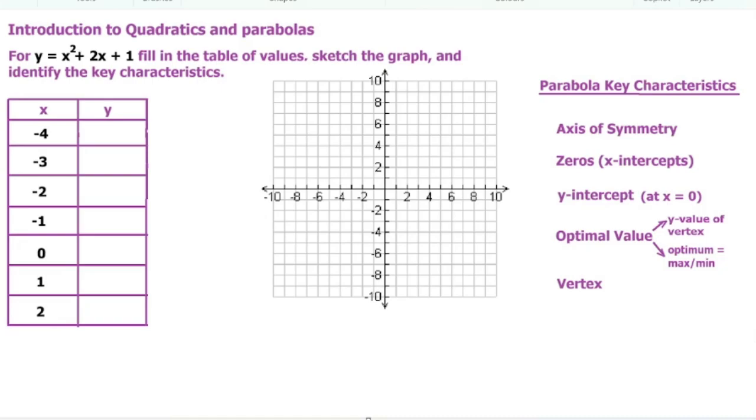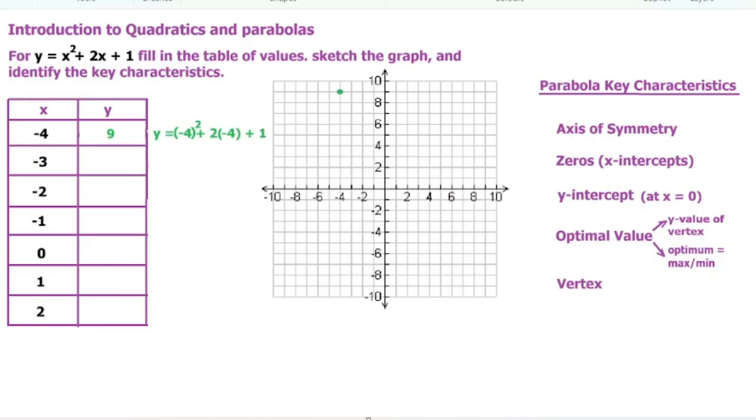In this video, I'm going to teach you everything you need to know about parabolas or quadratics. So this is an introduction to quadratics and parabolas. We have a problem here that says for y equals x squared plus 2x plus 1, fill in the table of values, sketch the graph, and identify the key characteristics. I'm going to go through the parabola key characteristics, which will tell you everything that you need to know about parabolas. So let's start with our table of values, okay?